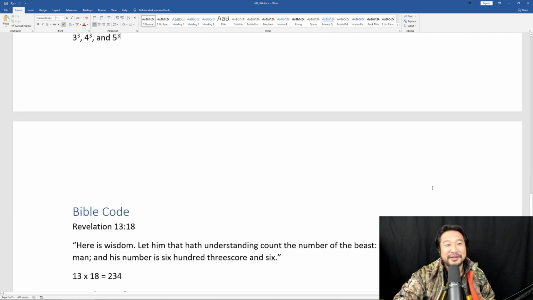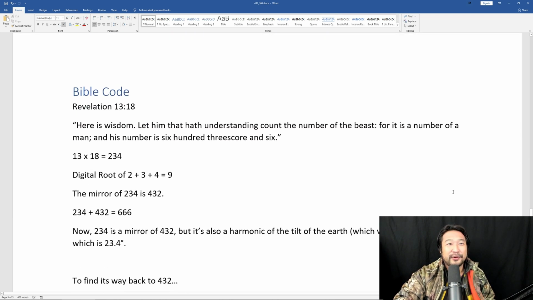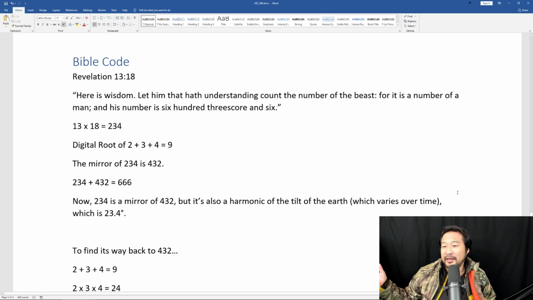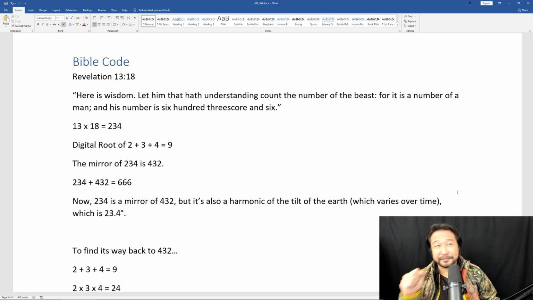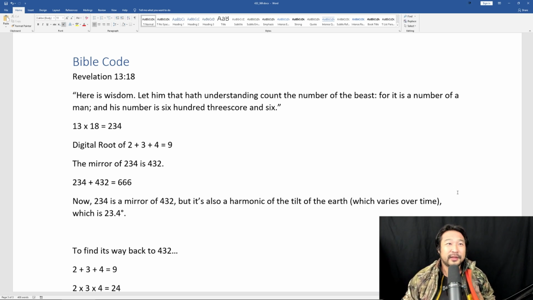Right? All right. Now we'll get into some Bible code. So we want to relate. Okay, so are there keys to the Bible other than just the scripture? Well, excuse me, I'm sorry. Revelation 13:18. So it says, quote, "Here is wisdom, let him that hath understanding count the number of the beast, for it is the number of a man, and his number is 666."